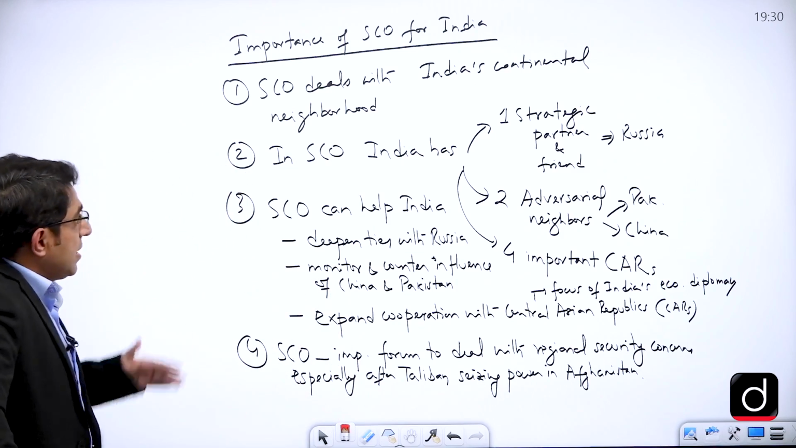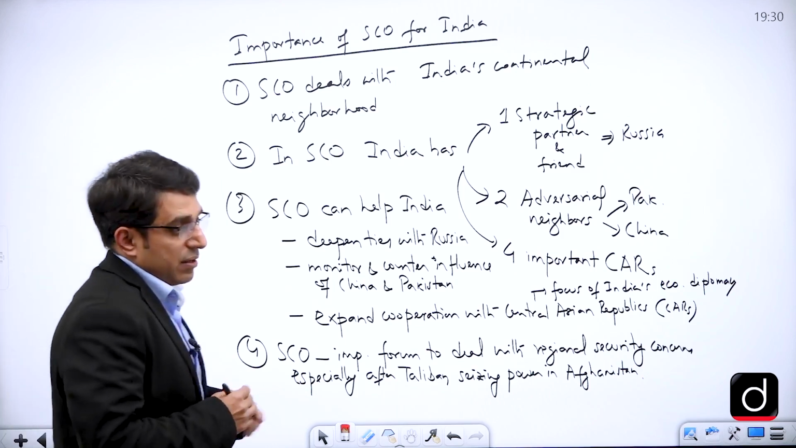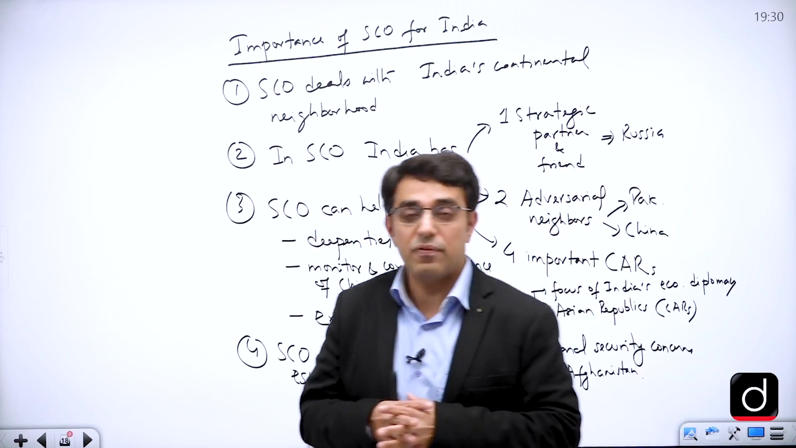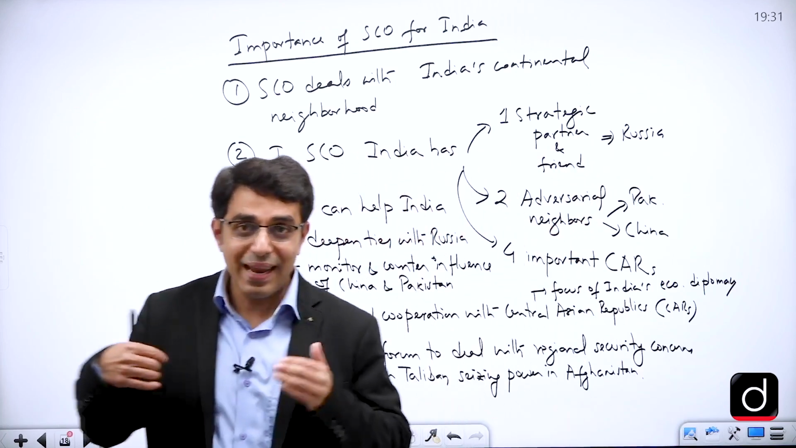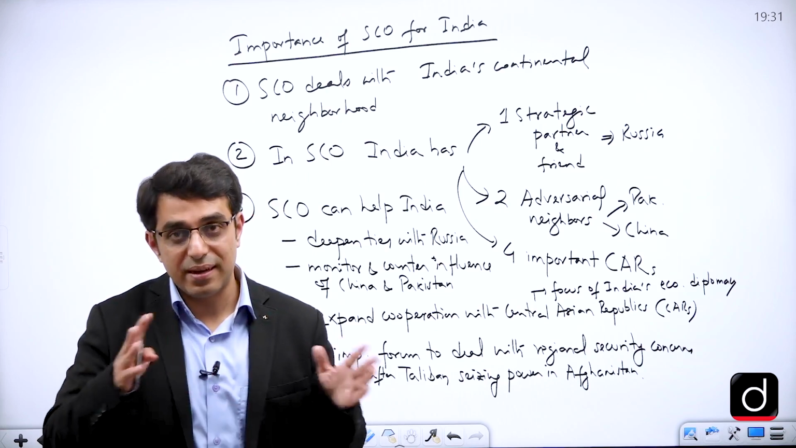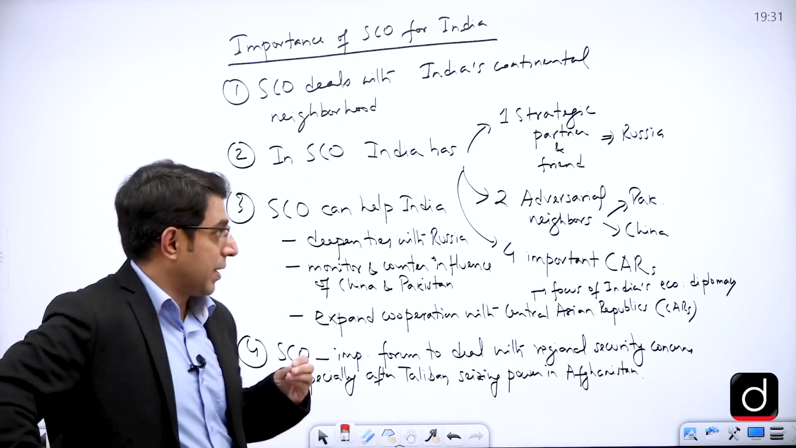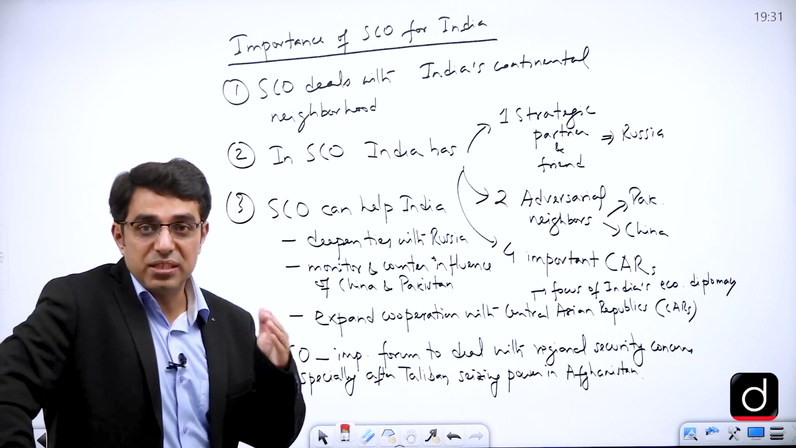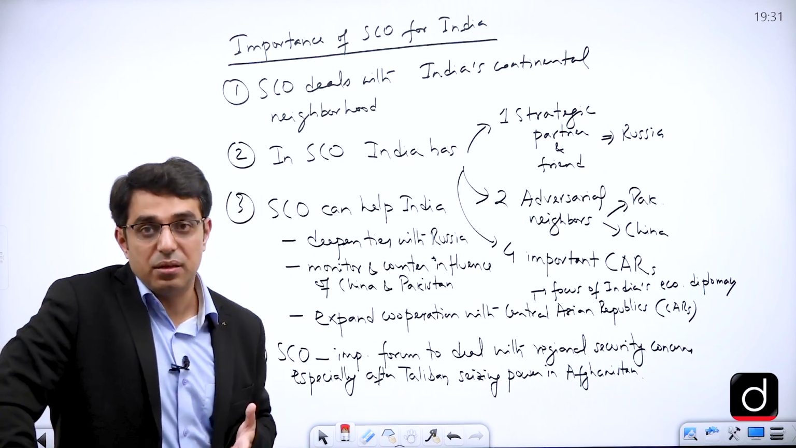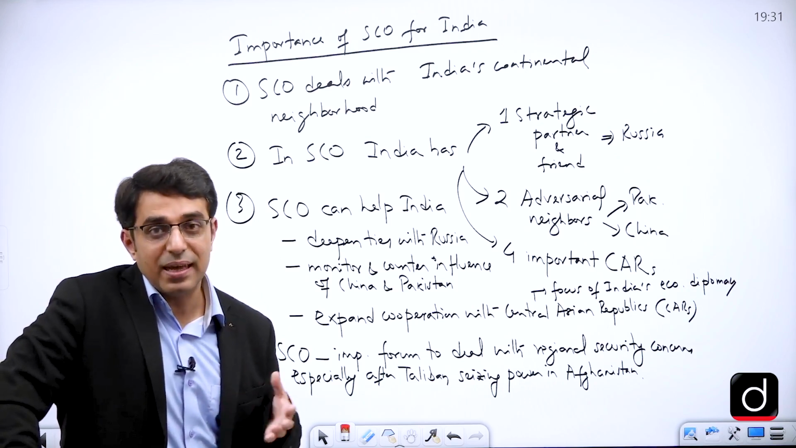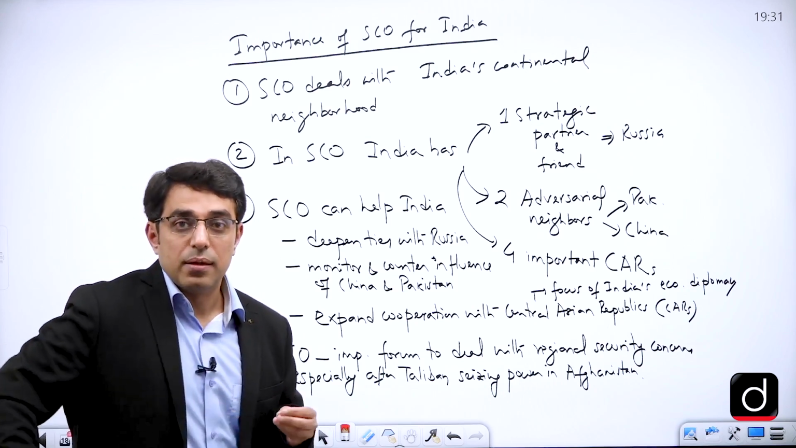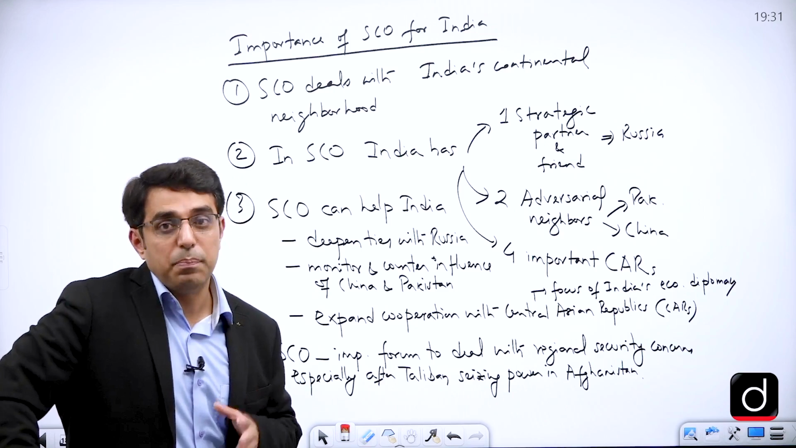So, basically the first point we can give here is that SCO is dealing with the continental neighborhood of India. The land neighbors of India are connected through this SCO grouping, and it gives a gateway to India to reach the Central Asian republics, which are rich in mineral resources and fossil fuel reserves, and India has been wanting access to these countries, which has been denied by Pakistan.